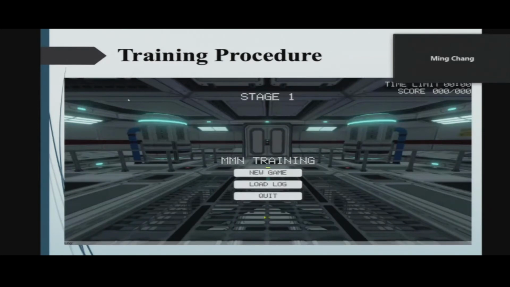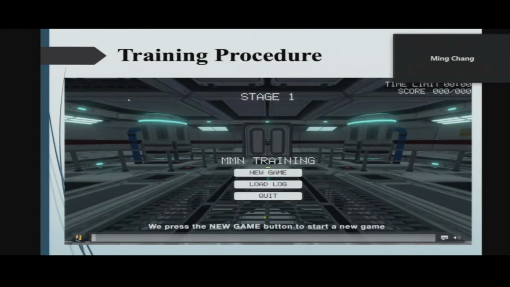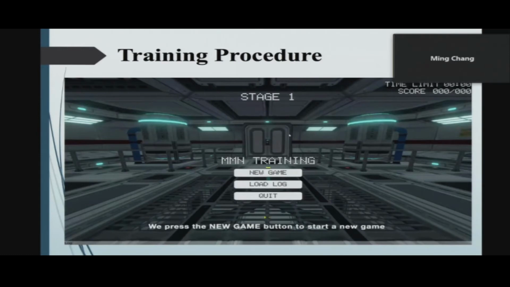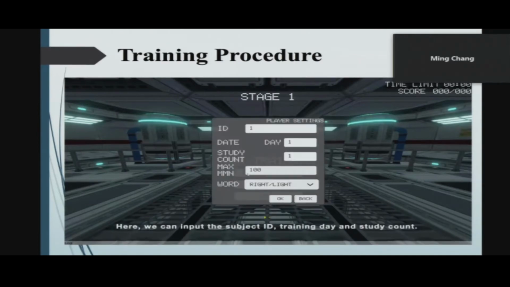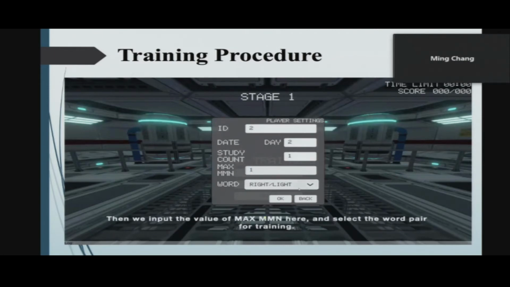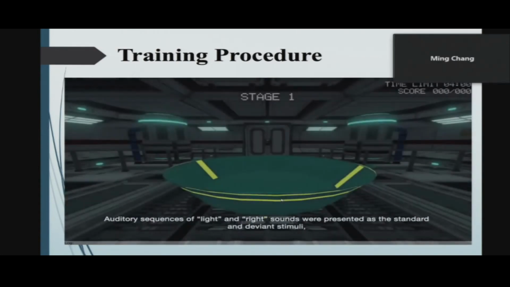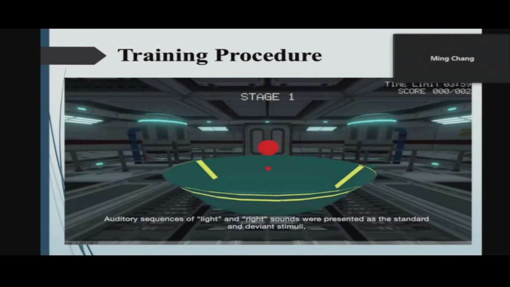Let's move on to the training procedure. Please watch this video of the BCI game. We press the new game button to start a new game. Here we can input the subject ID, training day and study count. We measured the maximum amplitude of MMN beforehand with a pure tone. Then we input the value of max MMN here and select the word pair for training.